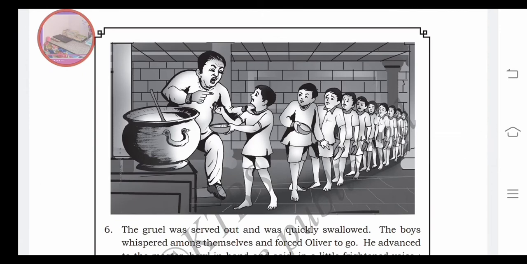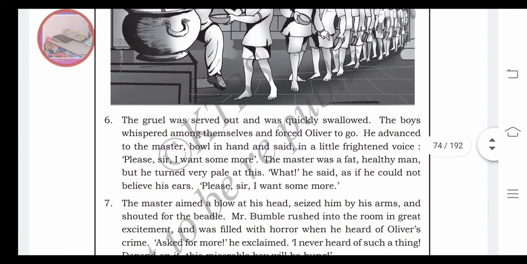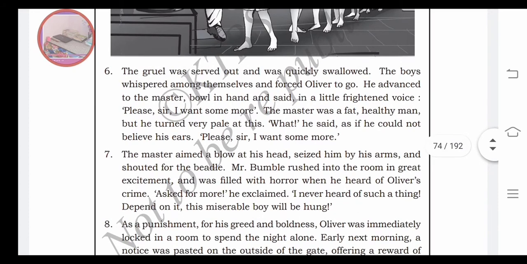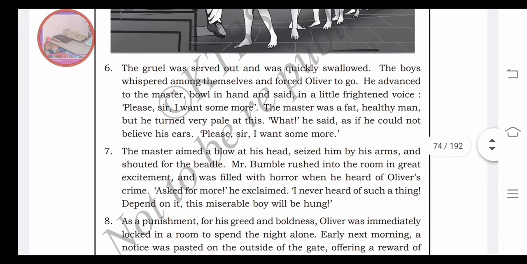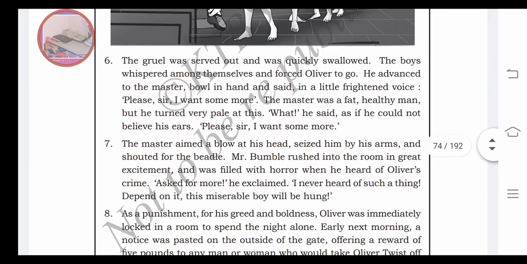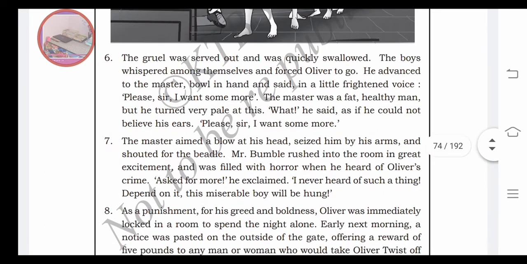He went and he asked, and what happened to him? The gruel was served out and was quickly swallowed. The boys whispered among themselves and forced Oliver to go. He advanced to the master, bowl in hand, and said in a little frightened voice, please sir, I want some more. The master was a fat, healthy man, but he turned very pale at this. What? He said, as if he could not believe his ears. Please sir, I want some more.